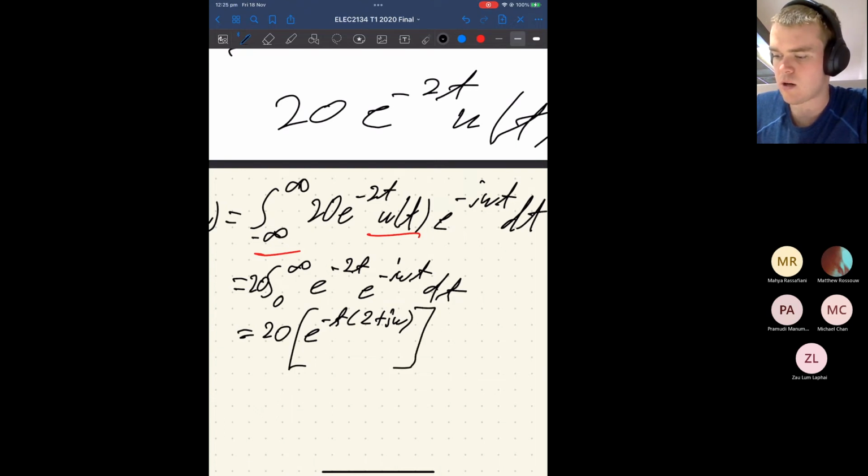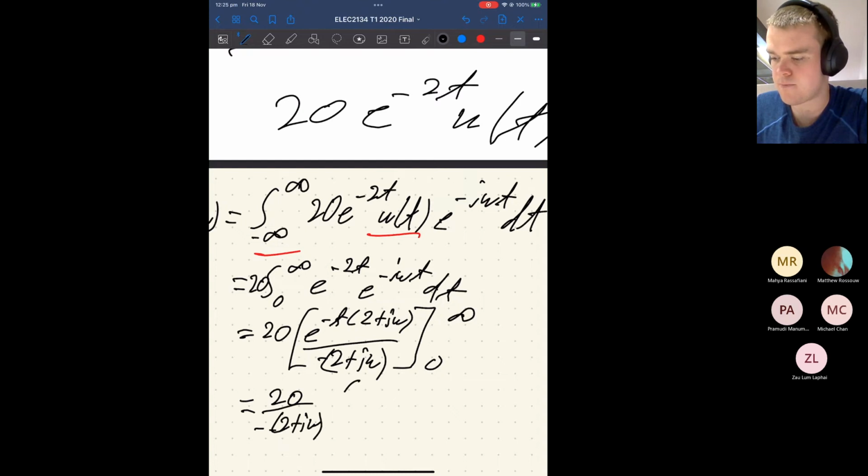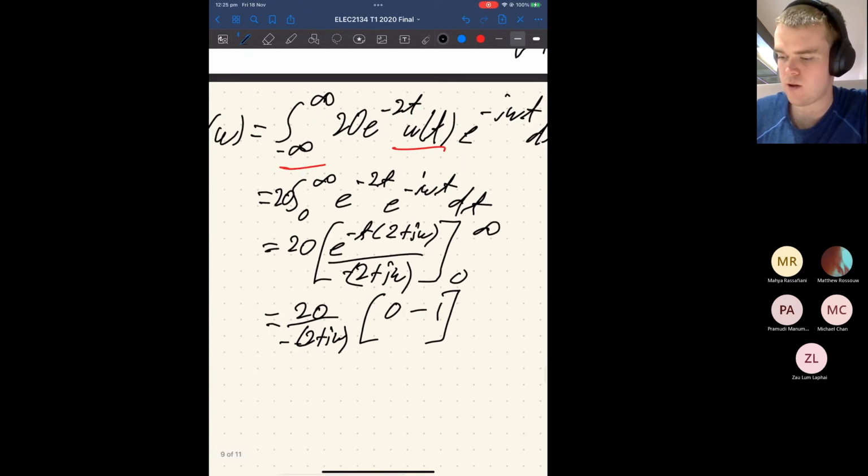All right, which I'm just now going to skip a step and go minus 2 plus j omega, bounded between 0 and infinity, which is equal to 20 on minus 2 plus j omega. E to infinity is 0, 0 minus 1, which is just going to give you 20 on 2 plus j omega.